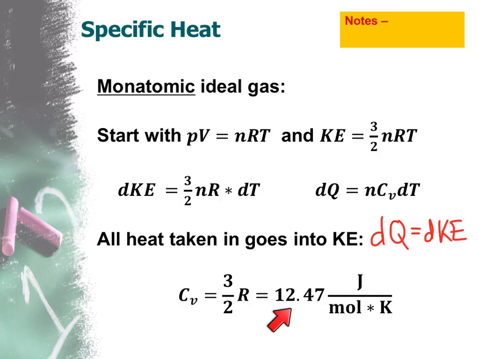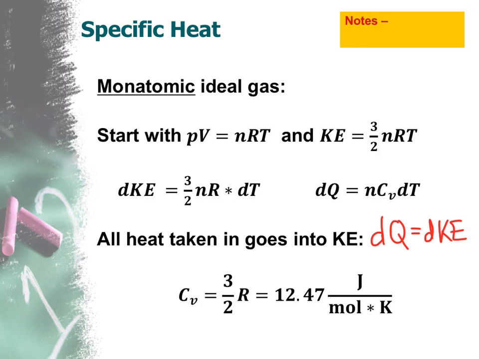Well, this number turns out to be 12.47 joules per mole per Kelvin. So for a monatomic ideal gas, you would need 12.47 joules in order to raise a mole of gas by 1 Kelvin. I keep on saying that. 1 Kelvin. There we go. I've got to get myself out of that habit.